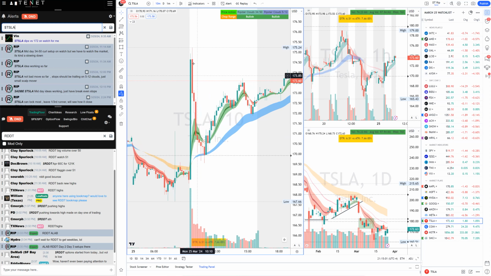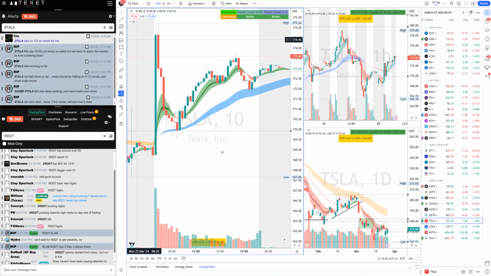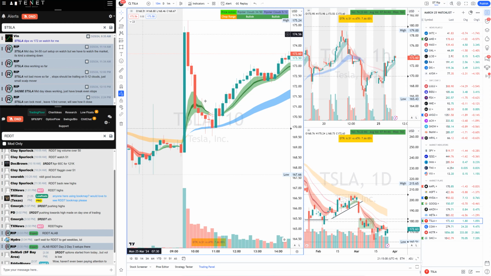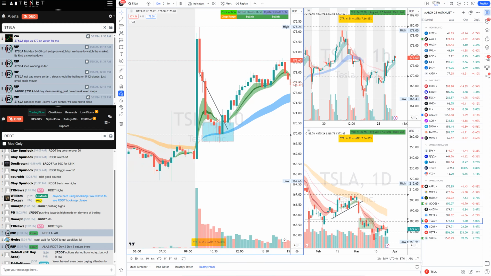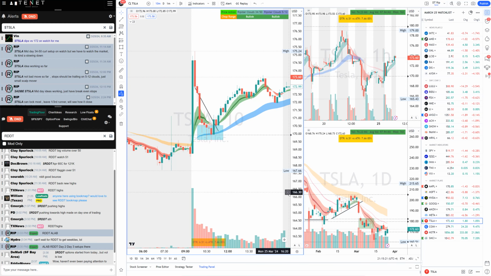But when I saw it come back all the way to clouds, the clouds gave me a very nice midday 3450 curl setup. We talk about this setup in detail in my webinars. We talk about these setups a lot. So when it curls there, that's your risk area, this 170. So look what I said. Pause and read: midday 3450 curl setup on the watch.